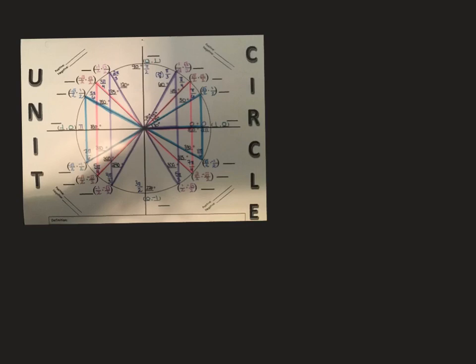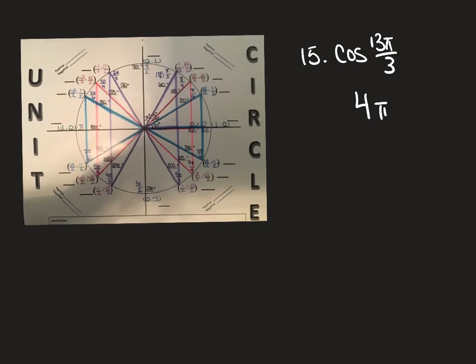Let's try 15. 15 is very similar. So number 15 says that I have cosine of 13 pi over 3. So we're going to reduce this again. 3 goes into 13 4 whole times. So I have 4 whole pies with 1 pi over 3 left over.